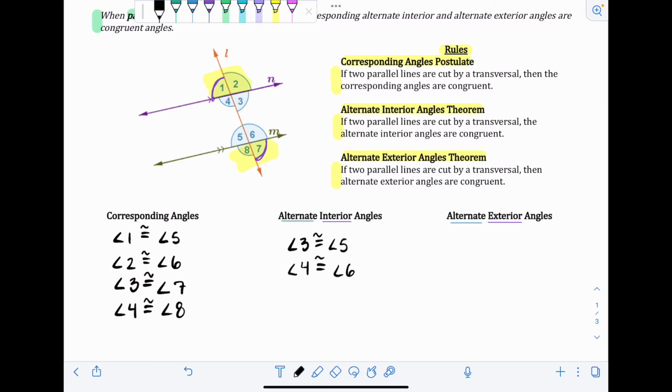So angle 1 is on the left side of the transversal, angle 7 is on the right side, so angle 1 is congruent to, oops, that squiggly is a little crazy. Okay, angle 1 is congruent to angle 7.